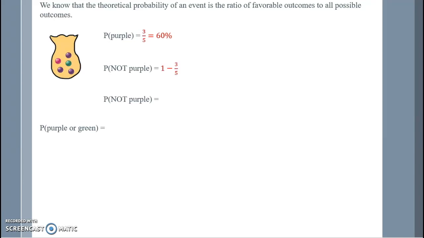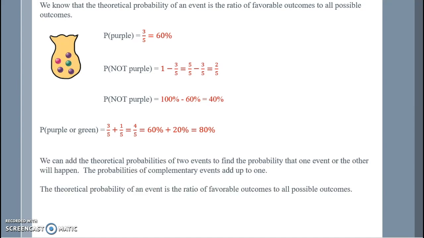Those that are not purple then are 1 minus that of being purple, which is 5/5 minus 3/5, which is 2/5. Or we could use percentages. 100% minus those that are purple gives us those that are not purple, so 40%. Purple or green: 3/5 are purple, plus 1/5 which are green, so a total of 4/5, which equals 60% plus 20% equals 80%. So 1/5 is the 20%.